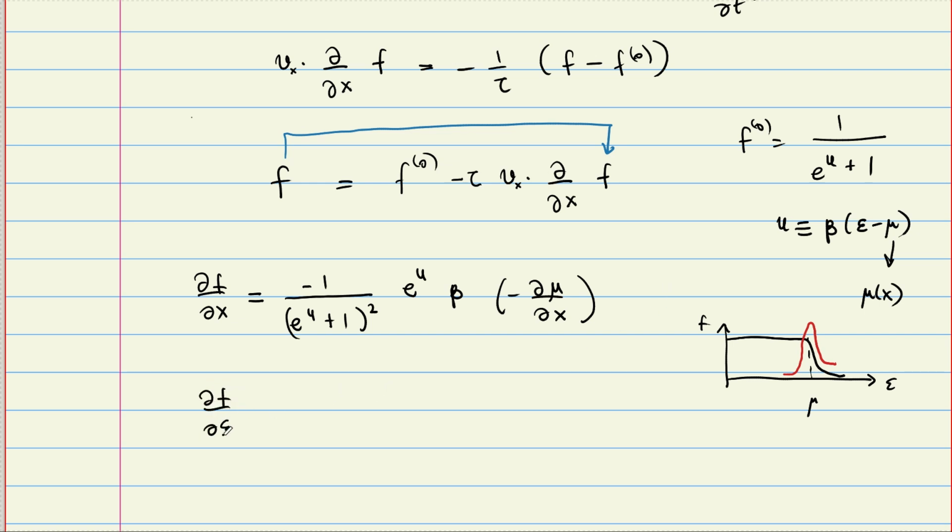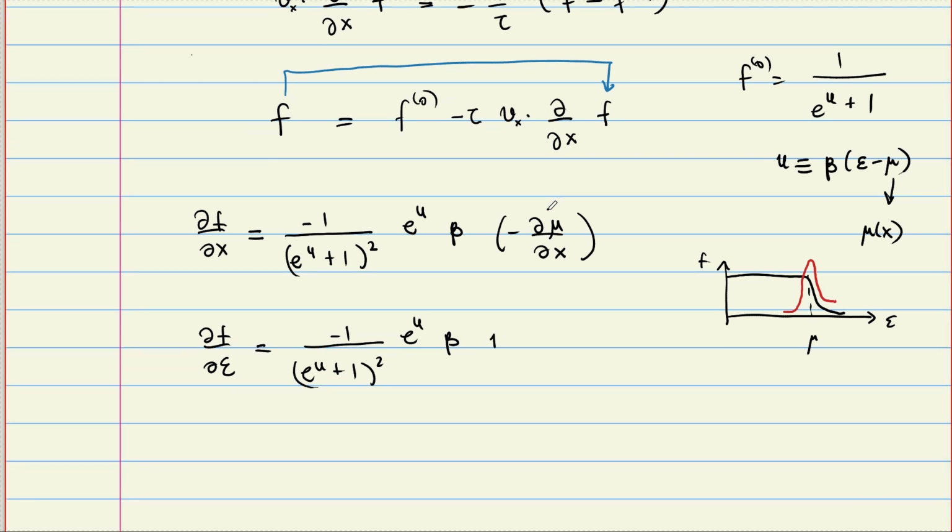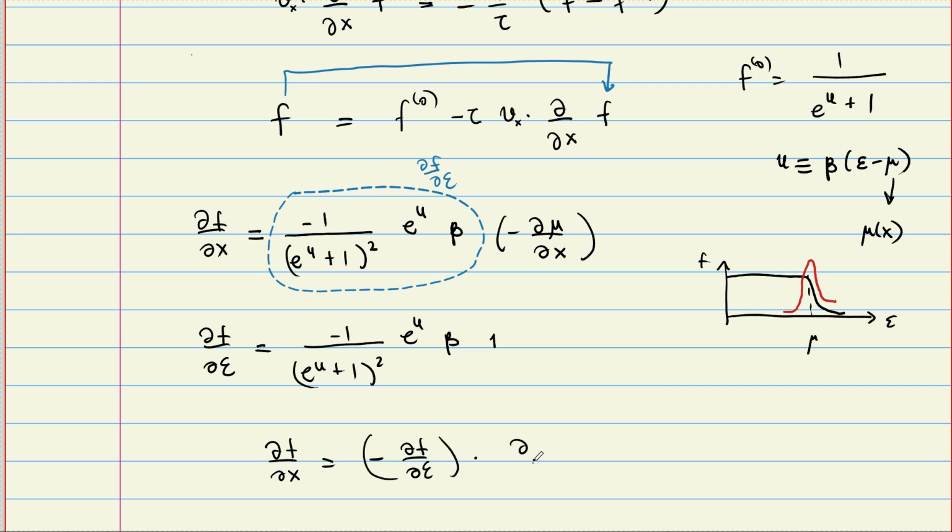Now ∂f/∂epsilon. Yeah, that's a good point. Yeah, that's how we calculate things, and let's see what it gives us. So ∂f/∂e is exactly the same thing, minus 1 over (e to the u plus 1) squared, e to the u, beta, times 1, right, because epsilon. And from here I see that this piece is exactly minus, with this minus, let me put minus later, this is ∂f/∂epsilon. Then ∂f/∂x is equal to minus ∂f/∂epsilon times ∂mu/∂x. Did I get that right? Yes, good.